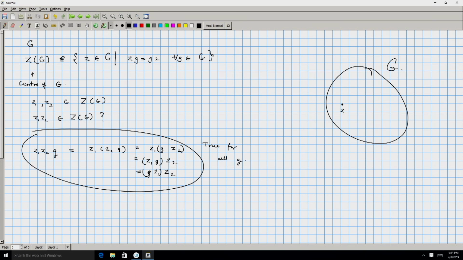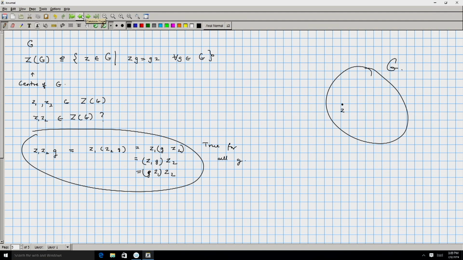So, this set has the property that it is closed under that operation. Okay. Z(G) is a non-empty collection, and now you take any two elements in Z(G) and you can combine them, and the resultant element is still going to be an element. So, this is one property that Z(G) has. So, we can write this as Z(G) is closed under multiplication.